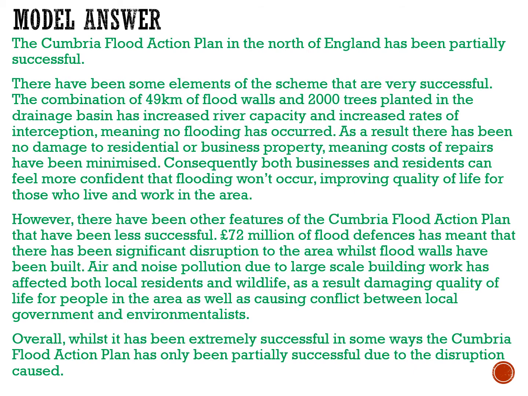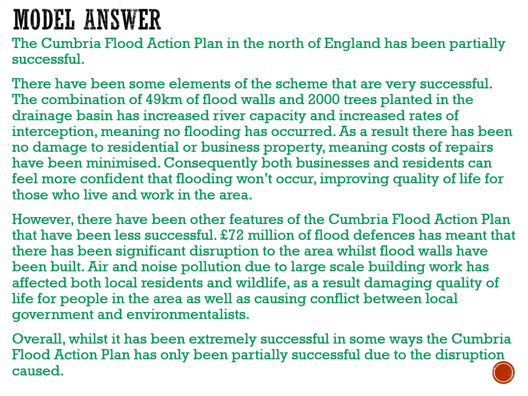The combination of 49 kilometres of flood walls and 2,000 trees planted in the drainage basin has increased river capacity and increased rates of interception, meaning no flooding has occurred. As a result, there's been no damage to residential or business property, meaning costs of repairs have been minimised. Consequently, both businesses and residents can feel more confident that flooding won't occur, improving quality of life for those who live and work in the area.